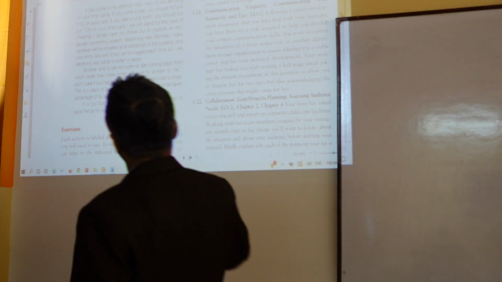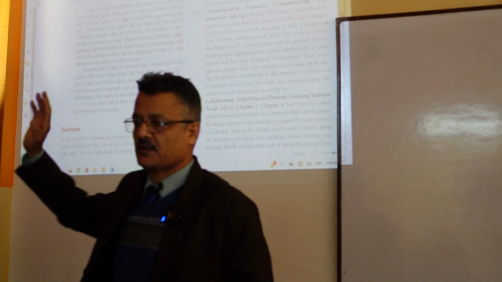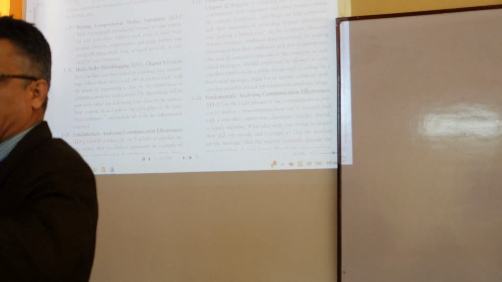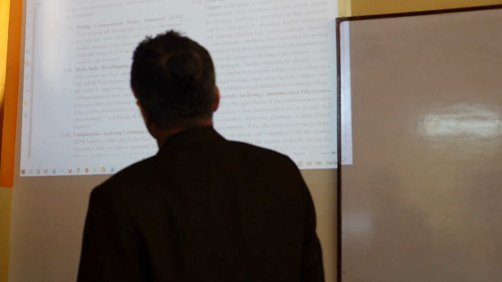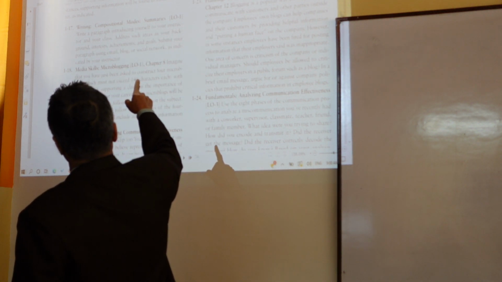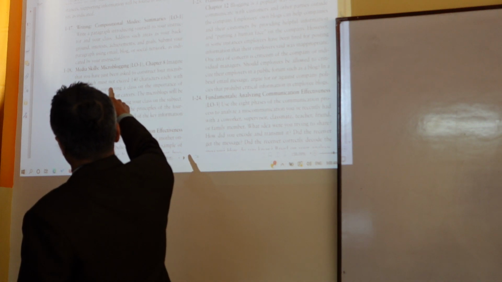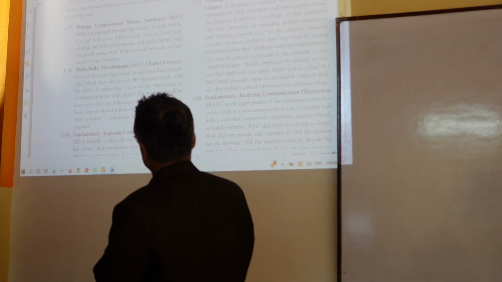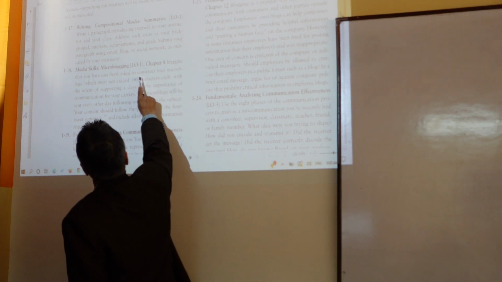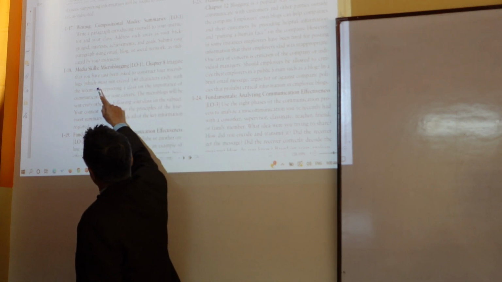Okay. Then it says, okay, I want to explain all. I'll move ahead. Then there are other exercises. Look here. Writing compositional modes summary. Write a paragraph introducing yourself to your instructor and your class. Then media skill, microblogging. Chapter 8. Imagine that you have just been asked to construct 4 microblogs.